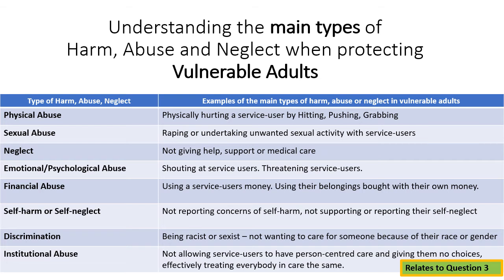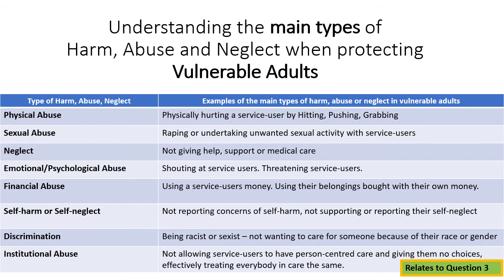Emotional or psychological abuse, so shouting at a service user or threatening service users. Financial abuse, so this could be by using a service user's money, by using their belongings bought with their own money. Self-harm or self-neglect, so not reporting concerns of self-harm, not supporting or reporting their self-neglect. Discrimination, so examples of discrimination being racist or sexist, not wanting to care for someone because of their race or gender.